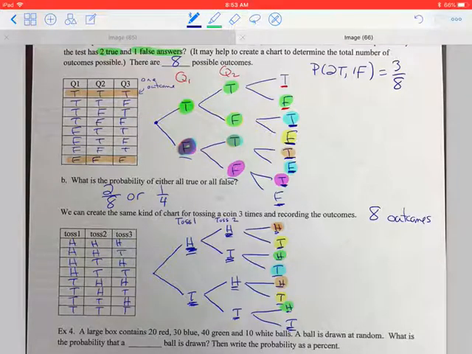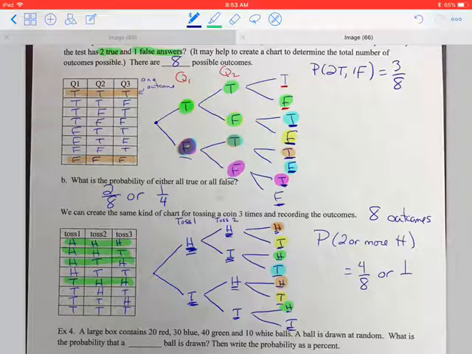And if I wanted to know something like the probability of, let's say, 2 or more heads. So I would go through, and that one's got 3, so that'd be more than 2. This one has 2, this one has 2, this one has 2. Everything else has 1 or 0 heads. So the probability of 2 or more heads would be 4 out of 8, or 1/2. So we can see it's essentially the same type of problem as the first one.